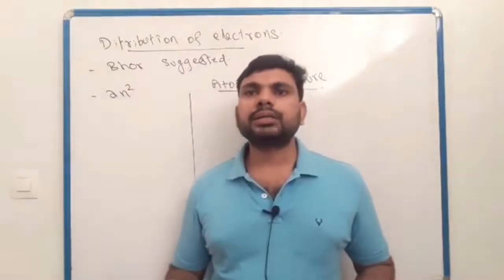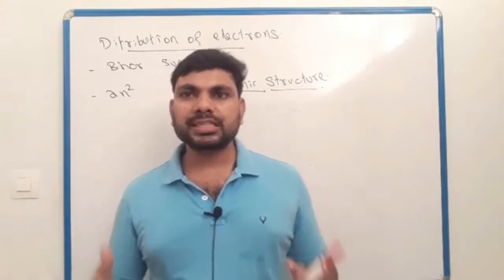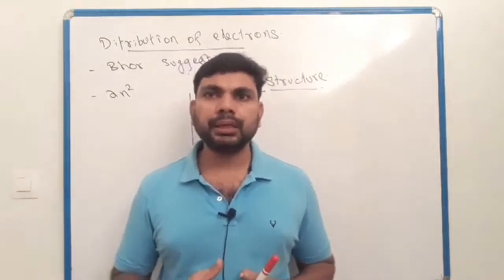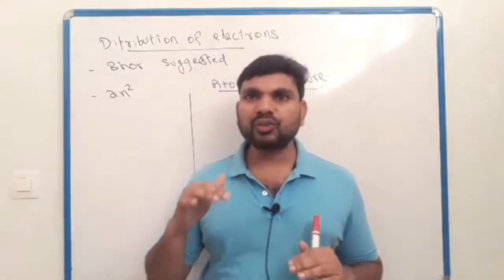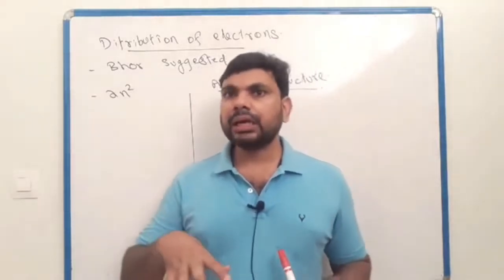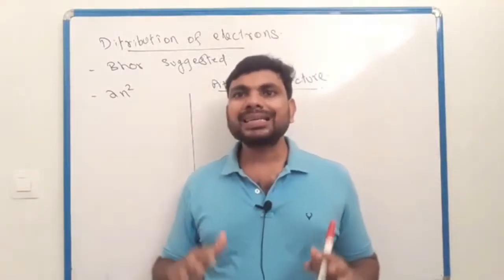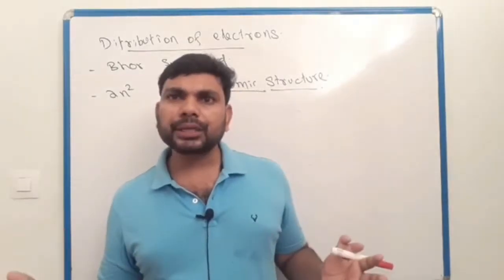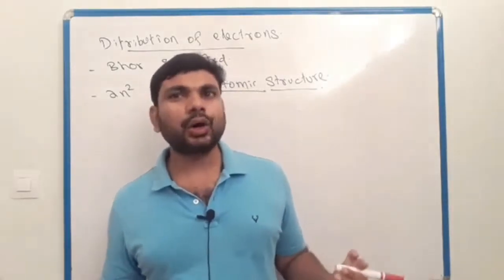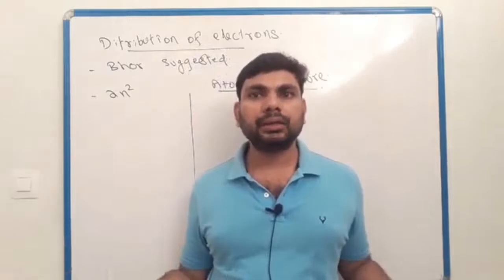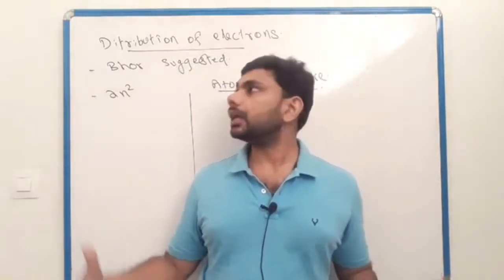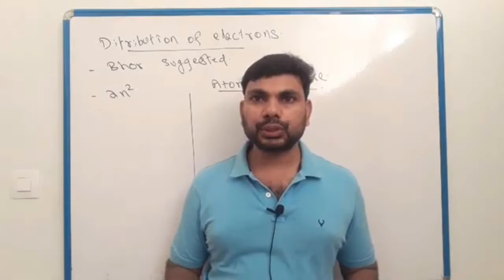Next one, we have to understand electronic distribution. Electronic distribution means we discussed that in the middle of an atom there is a nucleus, and around the nucleus there is a first orbit, second orbit, third orbit. So in the first orbit how many electrons, in the second orbit how many electrons will be there. These things we can predict according to electronic distribution.